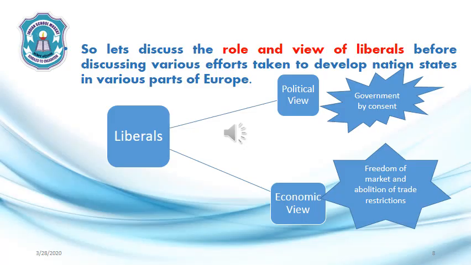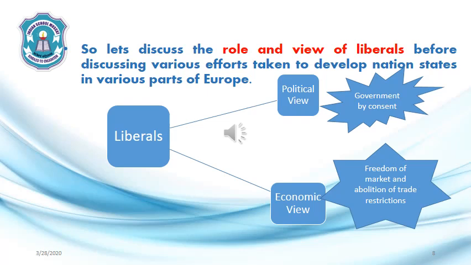I just want to clarify who are the liberals. Liberals were educated people. Liberals were industrialists. Liberals were business people. Liberals were professionals. So, a group of all such people can be called liberals. And it was among these liberal-minded people who were educated, who were businessmen, who were industrialists, that the idea of national sentiment, the spirit of national unity, gained popularity in Europe. As I said, they had two views: political view, economic view.